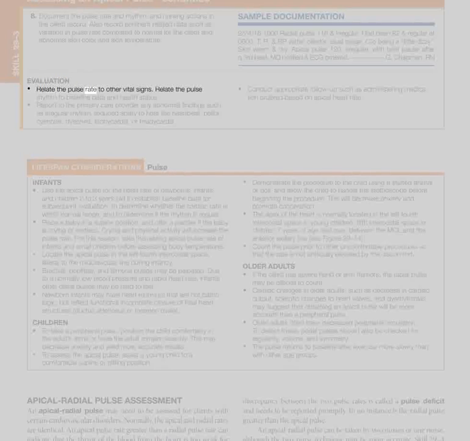Evaluation. Relate the pulse rate to other vital signs. Relate the pulse rhythm to baseline data and health status. Report to the primary care provider any abnormal findings such as irregular rhythm, reduced ability to hear the heartbeat, pallor, cyanosis, dyspnea, tachycardia, or bradycardia. Conduct appropriate follow-up such as administering medication ordered based on apical heart rate.